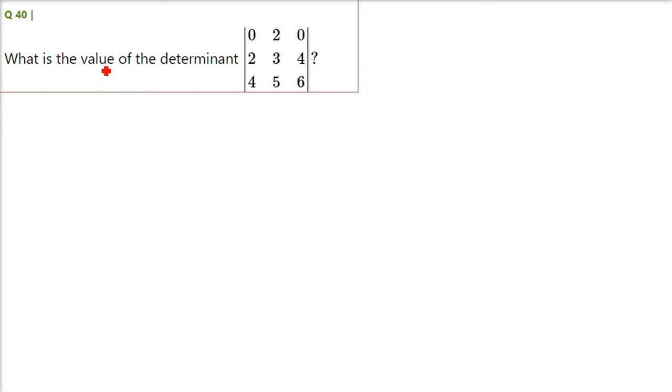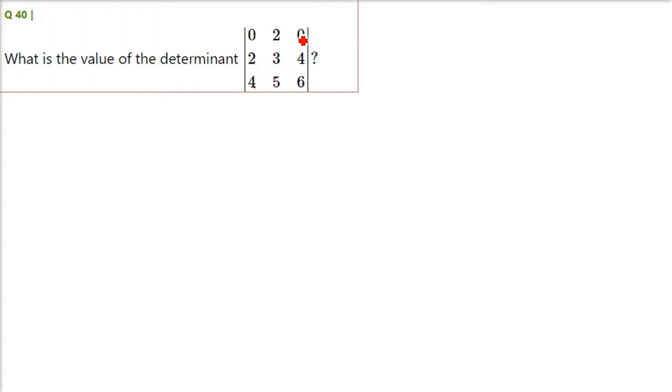What is the value of the determinant? So you just see that there are 2 zeros in the first row. So the best way is to open it. Okay, when you open it, it will be only 2. So you'll get the minor as 2, 4, 4, 6.